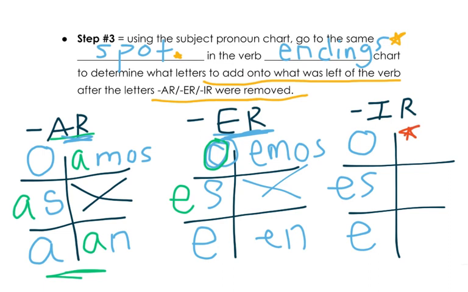Instead of EMOS for IR verbs, this is the one time they actually have an I. It's actually going to be IMOS here. IMOS. So that's the one time they have their I, since it's an IR verb. Skip this box, and this one is going to be the same as an ER verb too, EN.